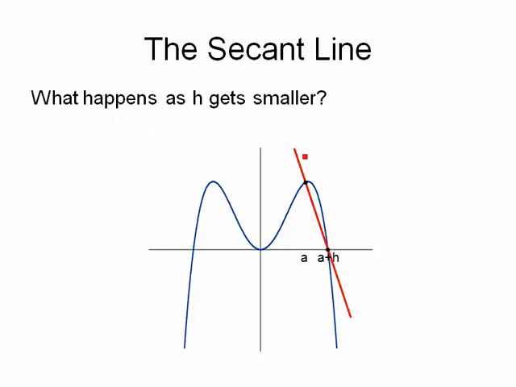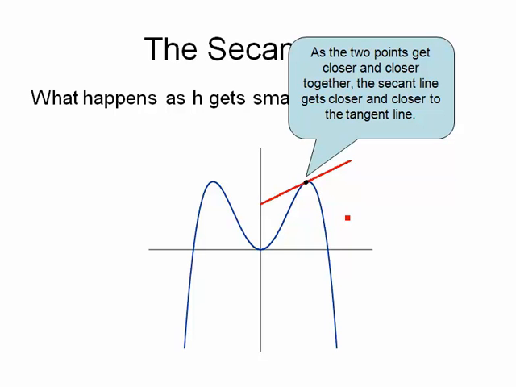What happens to this line if I make the distance h here smaller and smaller? Well, if the distance h gets smaller and smaller, this point is going to start to migrate up towards the other one. Notice as it migrates up, the secant line starts to change a little bit until eventually it gets very, very close and it looks exactly like the tangent line. As the 2 points get closer and closer together, the secant line gets closer and closer to the tangent line. So in a sense, secant lines, if the points are very close together, look pretty much like tangent lines.